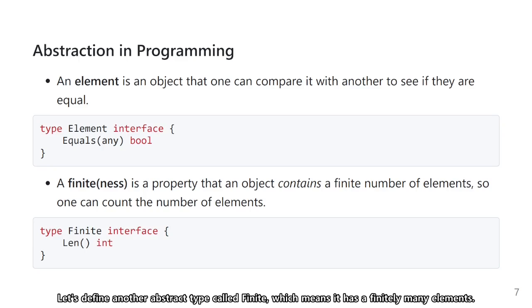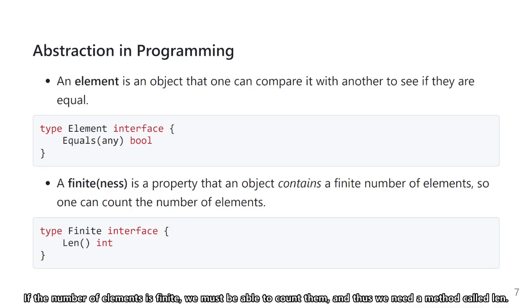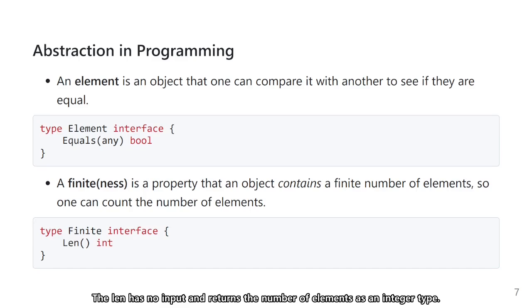Let's define another abstract type called Finite, which means that it has finitely many elements. If the number of elements is finite, we must be able to count them, and thus we need a method called Len. The Len has no input and returns the number of elements as an integer type. Any type with a method of this form and name can be treated as a Finite interface.